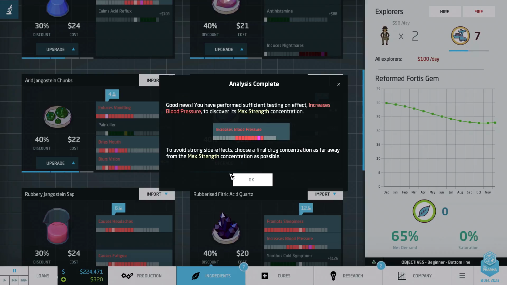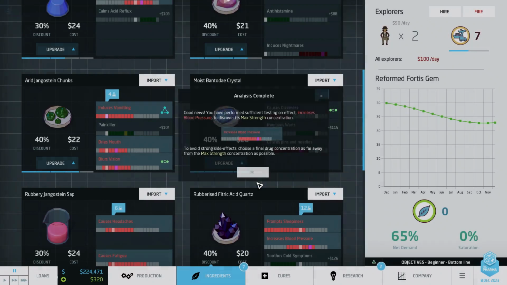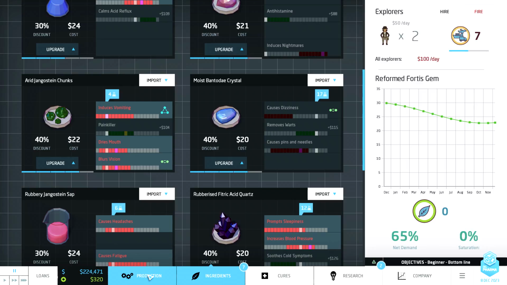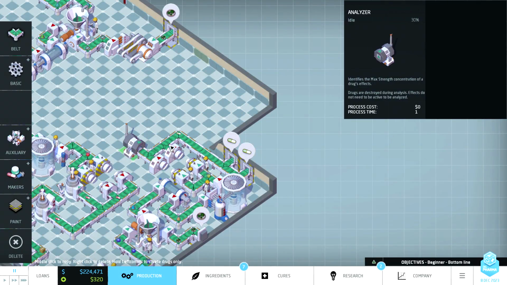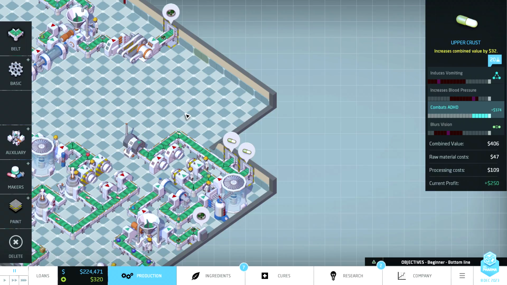Discover its max strength concentration. Oh, that's to increase his blood pressure. That I don't care about. Where's my... I care more about the cure. All right, so I know. Okay, well, I didn't know what the increases max blood pressure thing was. Okay, all right. Keep doing what you were doing.